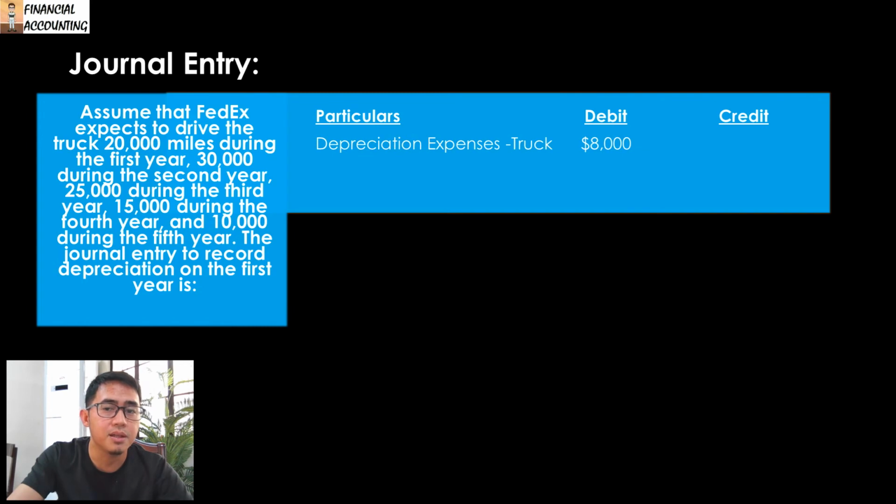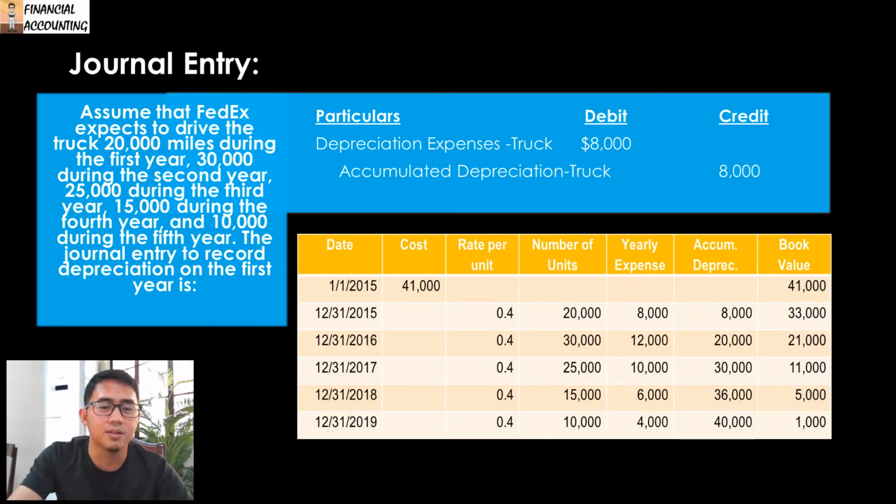So the journal entry to record the depreciation in the first year is you debit depreciation expense truck and credit accumulated depreciation truck. Okay, so we have here a coincidence that the straight line method and units of production method produce the same result. So actually the way of computing in this example is that on the first year, we have 20,000 miles. Second year is 30,000 miles. Third year is 25,000. Fourth year is 15,000. And fifth year is 10,000. You just multiply these figures by the rate per unit.